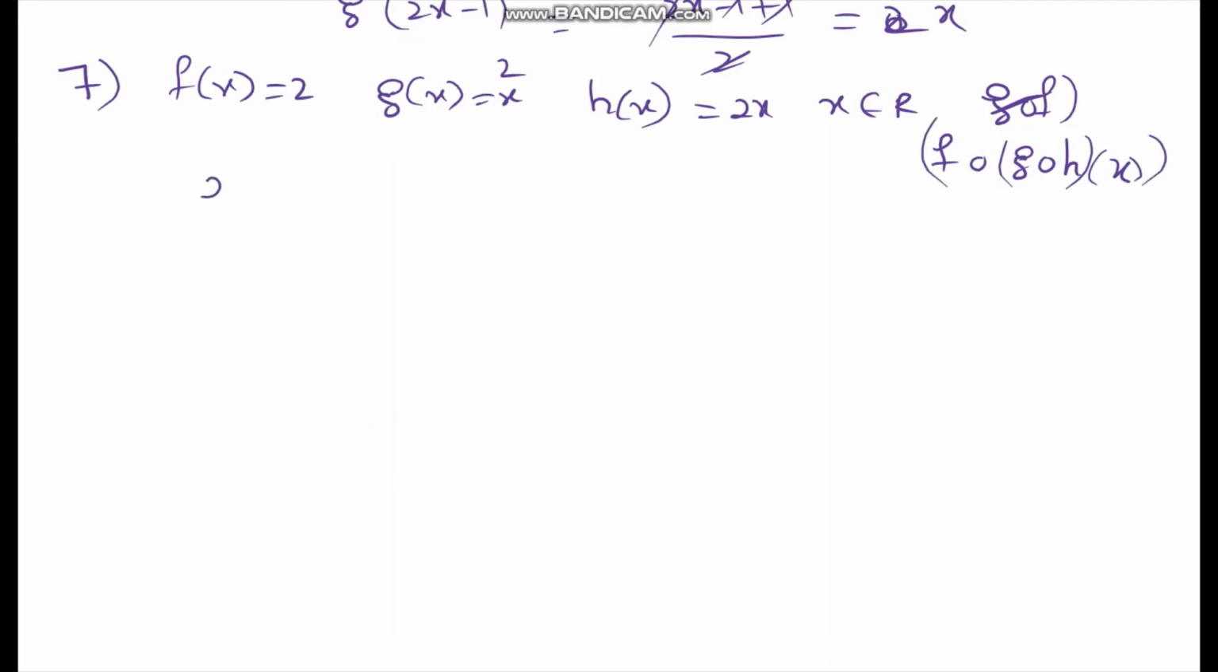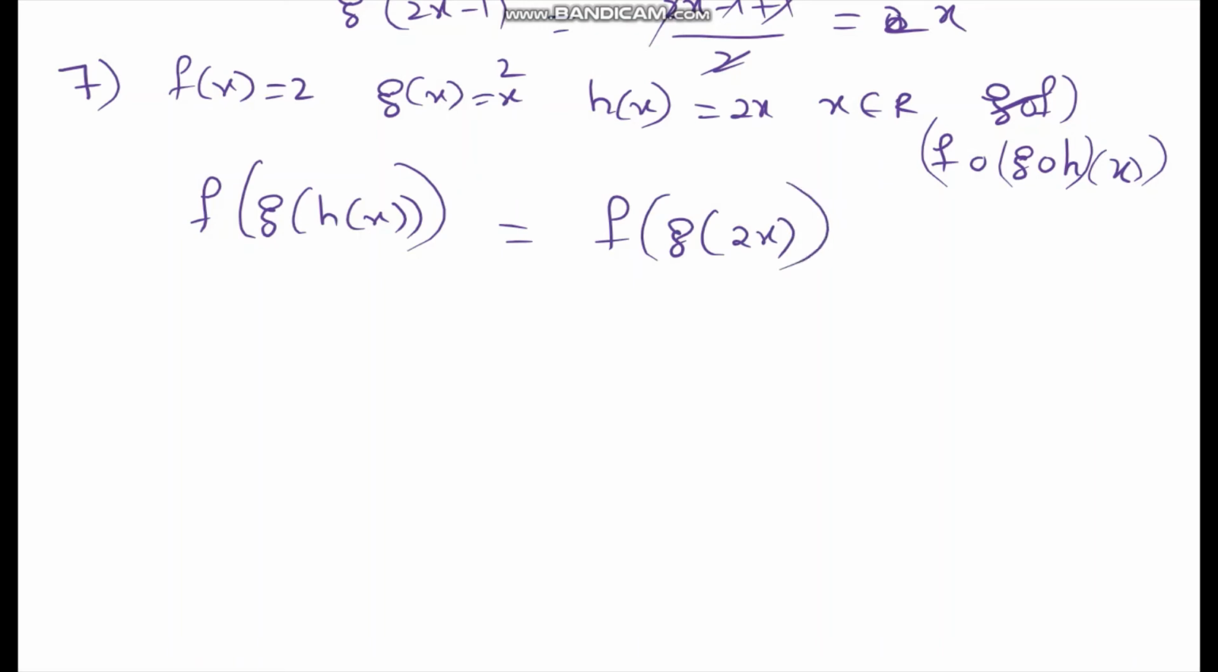This will be equal to f of g of h of x, that equals f of g of 2x, which will be 2x whole square, that equals f of 4x square, and since f of x is a constant function, f of 4x square equals 2.